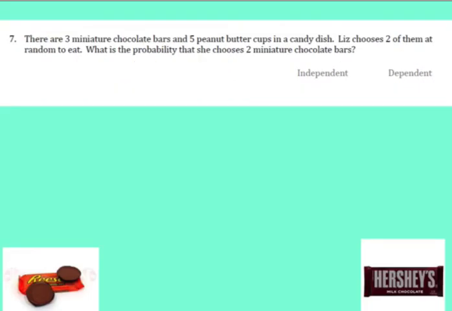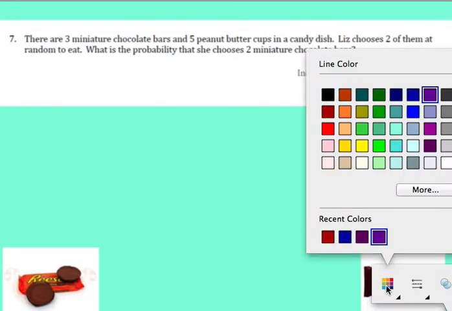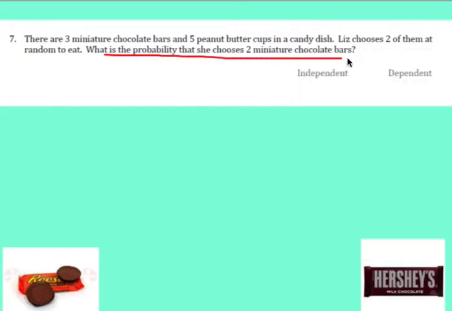Let's take a look at number 7. It says there are 3 miniature chocolate bars and 5 peanut butter cups in a candy dish. Liz chooses 2 of them at random to eat. What is the probability that she chooses 2 mini chocolate bars?